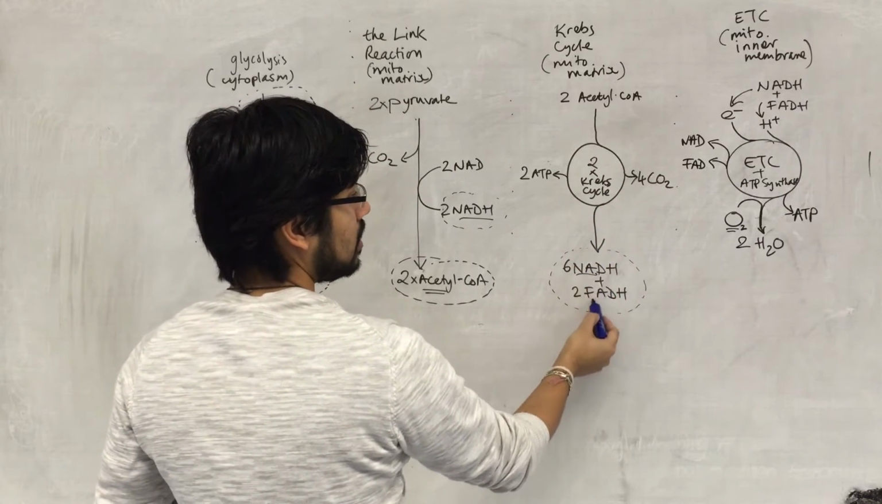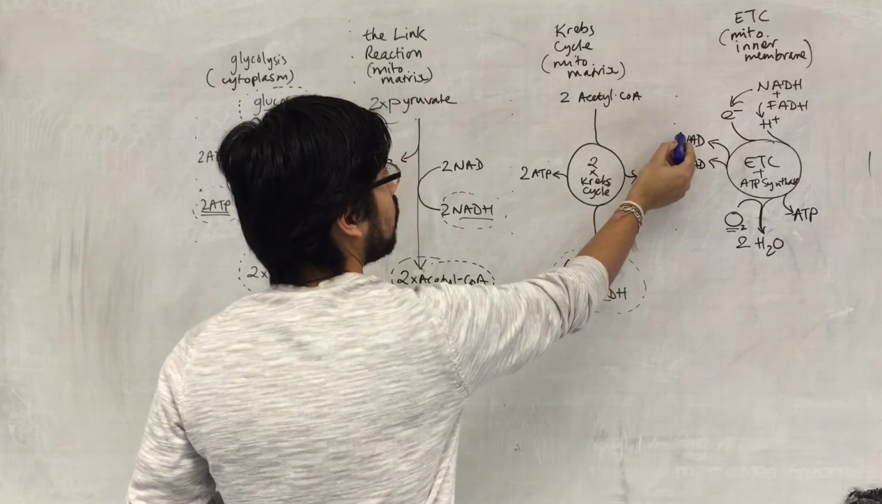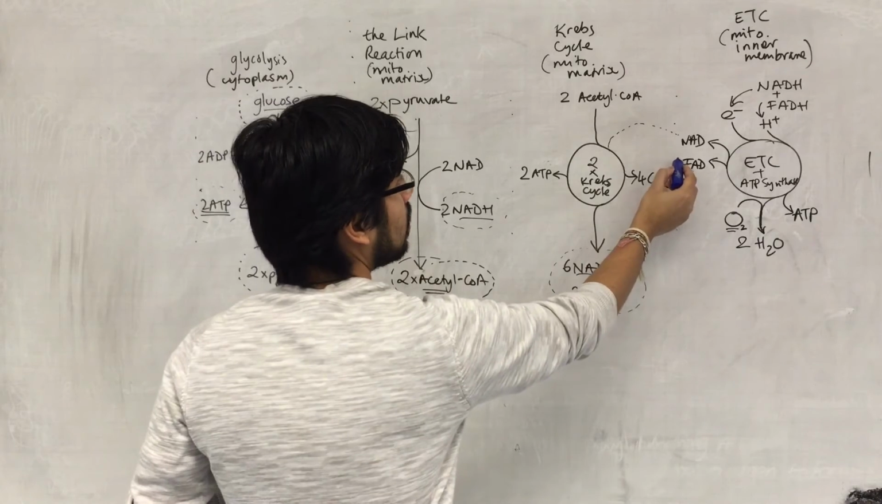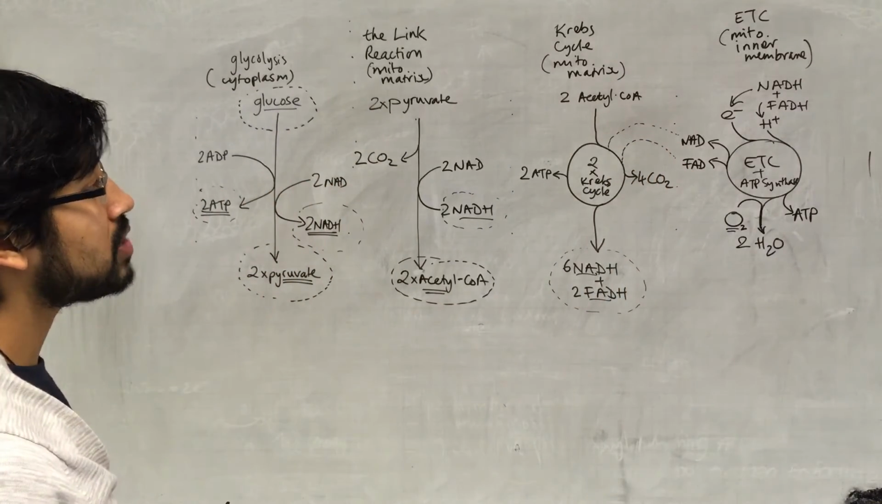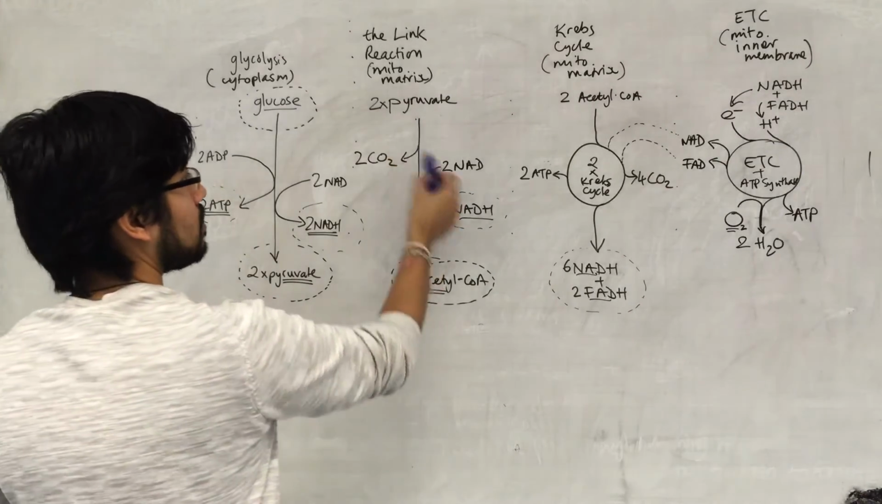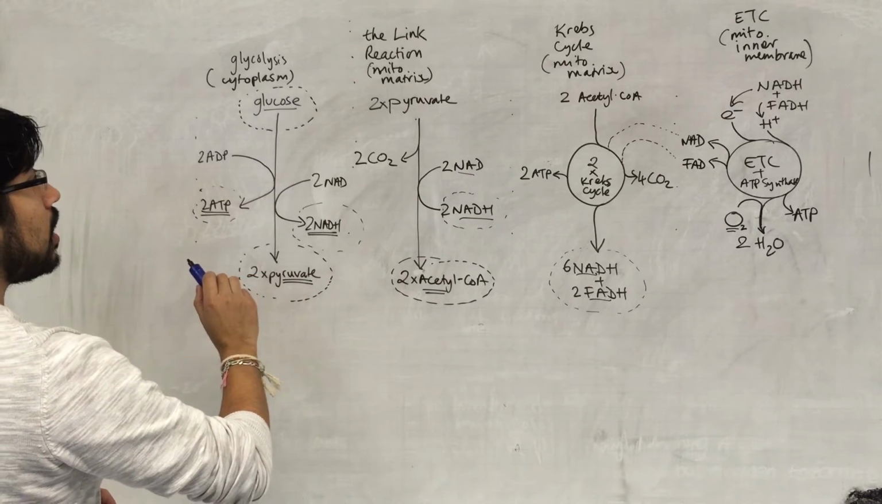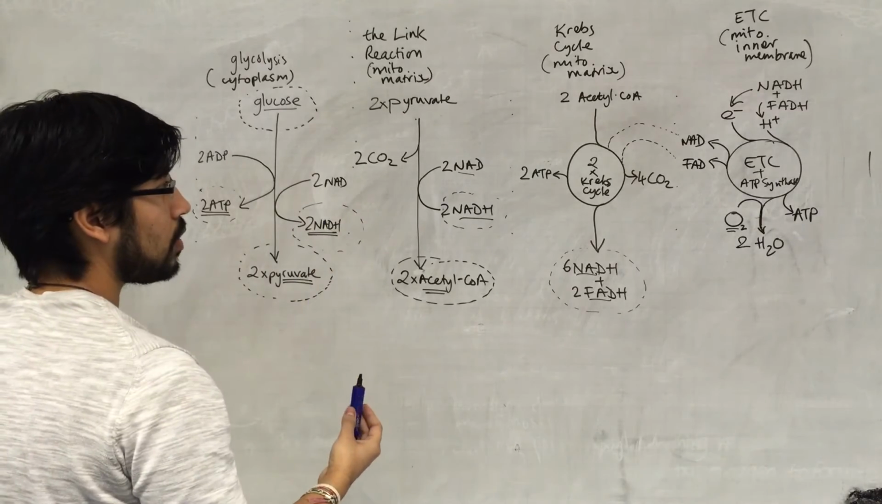So this NAD and FAD reduced is only possible because we have oxidized NAD coming in, available to accept those electrons and protons. And that is true even at earlier stages like the link reaction, and to a certain extent here.